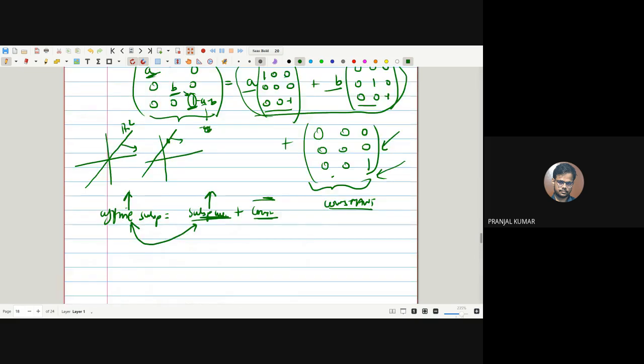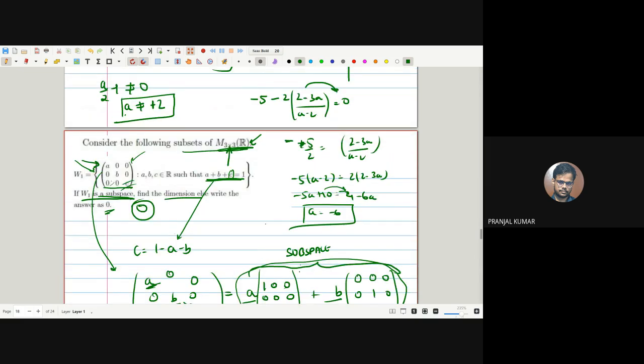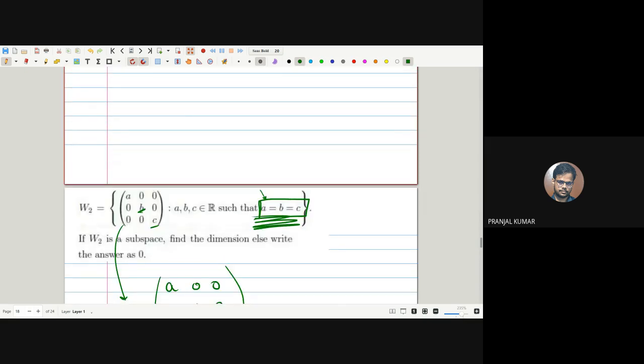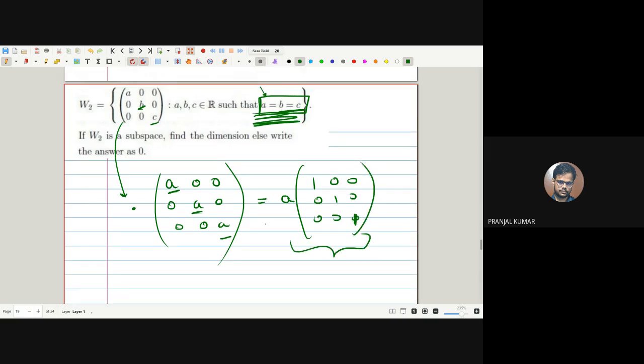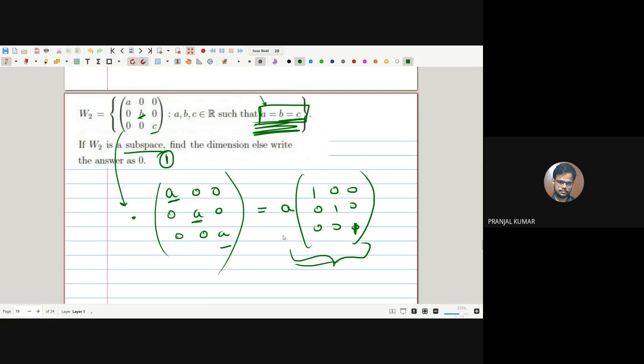In the previous condition, you could only eliminate one element, so C is equal to 1 minus A minus B. Clear? But here you can eliminate two elements, B and C. So that's why I've written this general element by eliminating B and C. Now, how many letters can you see? 1. So A, 1, 0, 0, 0, 1, 0, 0, 0, 1. Clear? So what is the dimension of this subspace? 1. And this is actually a subspace.